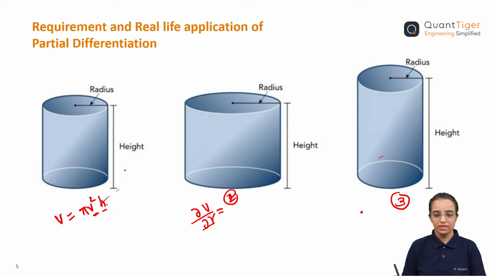So if I want to see the change in volume of a cylinder with respect to change in the height, again I will be using partial differentiation. I will be differentiating V, which is the volume of the cylinder, with respect to h, and this is how I'm going to represent it. That's how we use partial differentiation when more than two independent variables are involved.